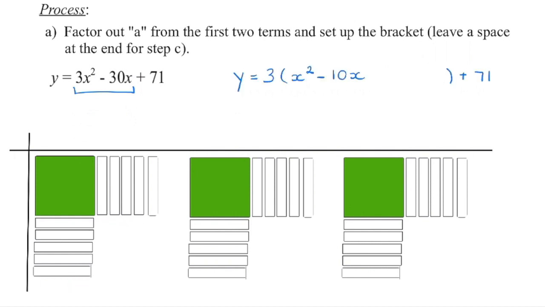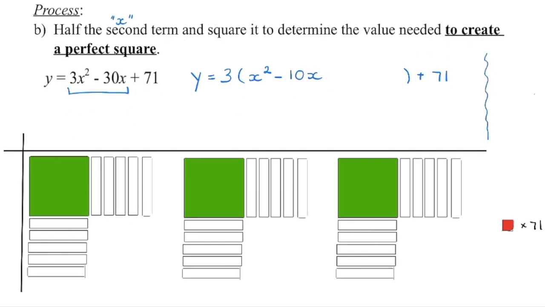When we set up the bracket, we're going to leave a space at the end. You'll see why in a second. And then in addition to our x squared and x terms, we also have these 71 1 terms, which we're going to just leave at the end there. Each square is going to get negative 10x's. Half of them are going to go along the length. The other half are going to go along the width.